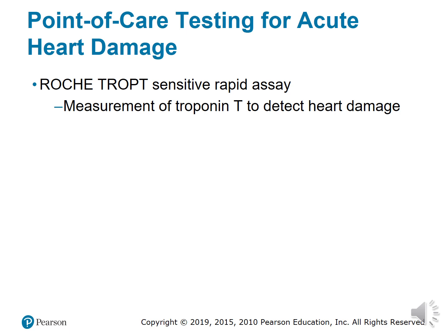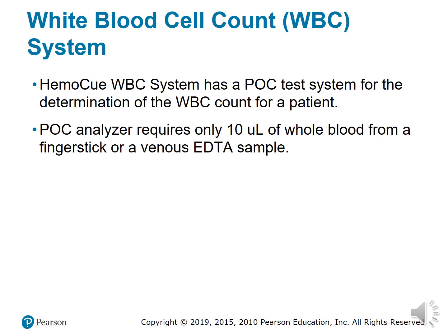Point of care testing for acute heart damage, if they want to know right away, is they'll use a machine called the Roche T, which is a simple, sensitive, rapid assay, which will measure the troponin T to detect if there's any heart damage done, which is the same thing as the troponin, just without a venipuncture. It's just a faster way to check.